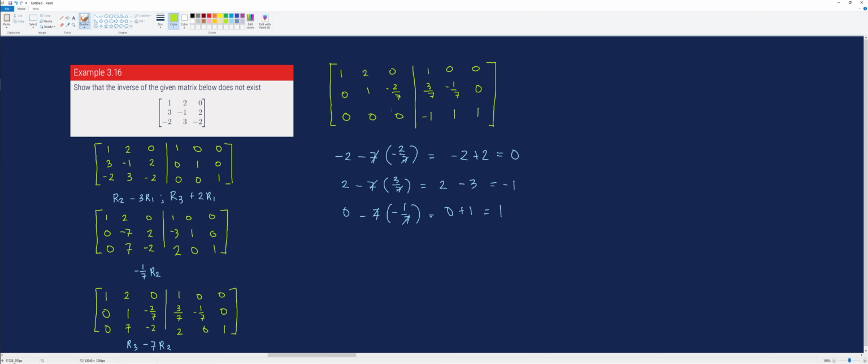So notice that on the left side of our augmented matrix, we were not able to generate an identity matrix. If that is the case, then the given matrix has no inverse. So that is how we show that the given matrix has no inverse: if we cannot generate an identity matrix on the left side of our augmented matrix.